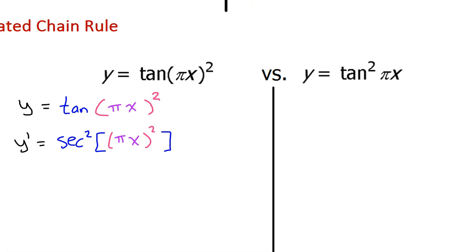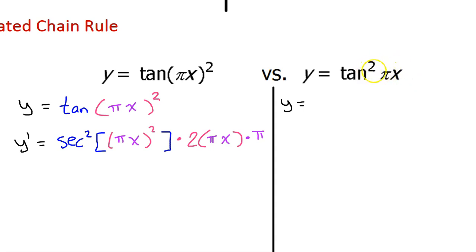Now we multiply by the derivative of the inside part. But we're going to need the chain rule to take the derivative of the red and the purple. At this level, we take the derivative of the outer function, which is the red. So we move that 2 to the front. The purple stays the same, but then we multiply by the derivative of the purple. The derivative of pi x is pi. So this is the answer.